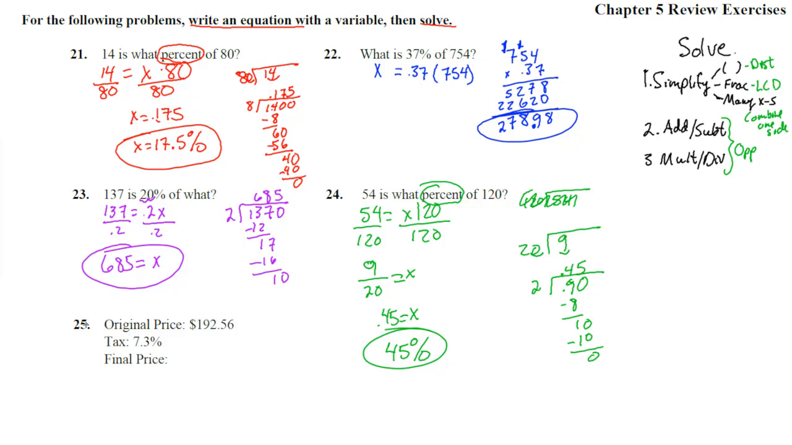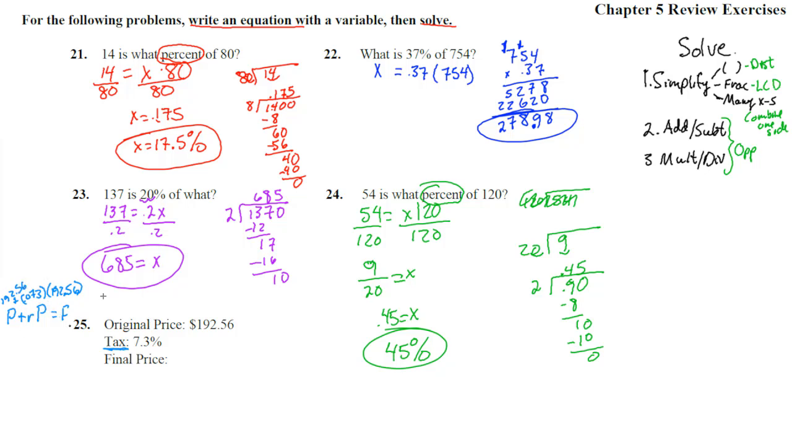All right, last one. Number 25. The original price is 192.56. The tax is 7.3%. What's the final price? The formula is that the price plus the tax rate times the price equals the final. So we take 0.073 times 192.56 and then add it to the 192.56. That's our formula.